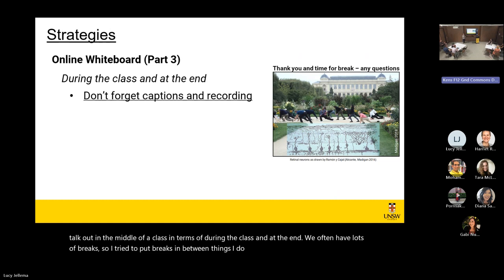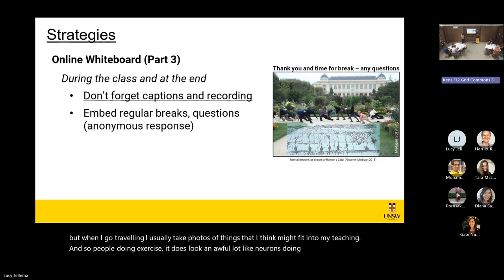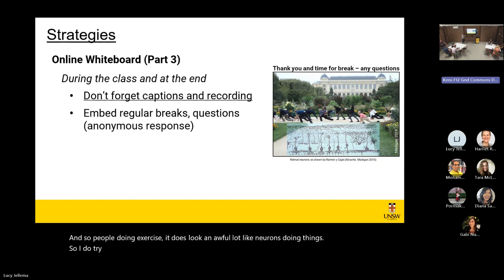It's probably a bit corny, but when I go travelling, I usually take photos of things that I think might fit into my teaching. And so, people doing exercise, it does look an awful lot like neurons doing. I do try to personalise that a little bit so that people can have a little bit of a talking point. And we do rests, we have regular breaks.